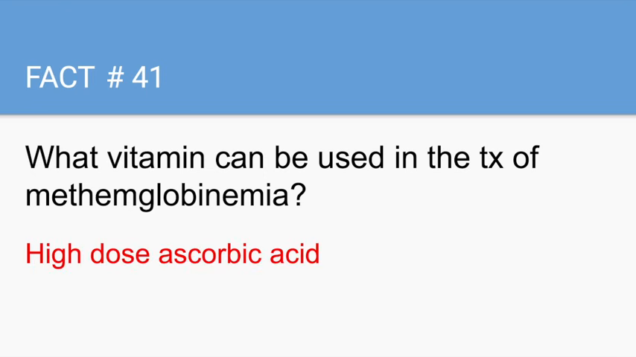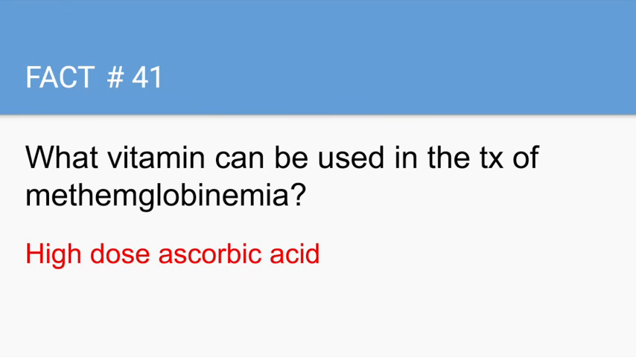So basically, to manage this condition, you need to discontinue any medication or drug that could be causing it. And also, you need to give methylene blue. However, it's important that you remember that methylene blue is contraindicated in cases such as G6PD deficiency. Basically, methylene blue acts to reduce methemoglobin to hemoglobin, and vitamin C is also a reducing agent.